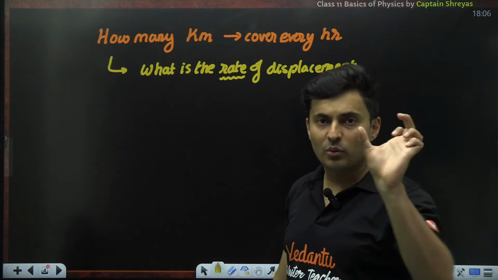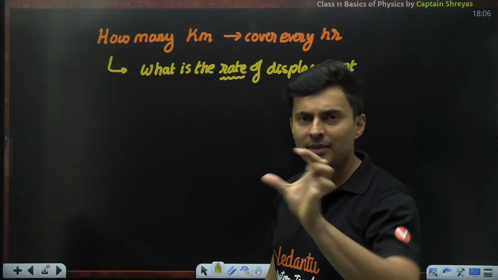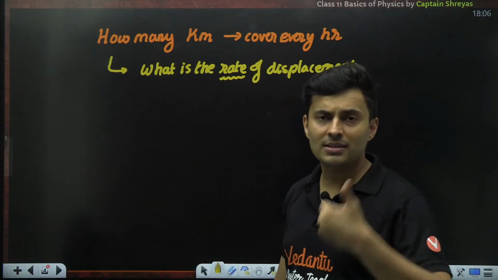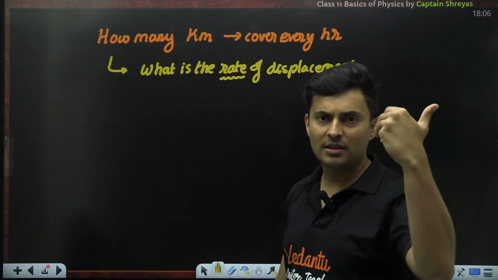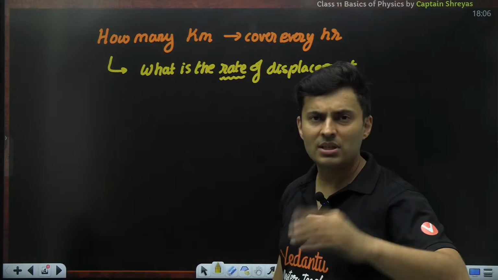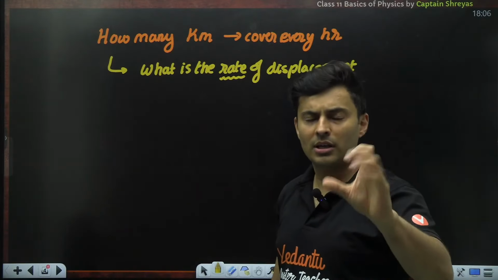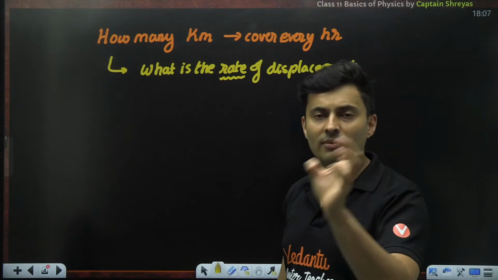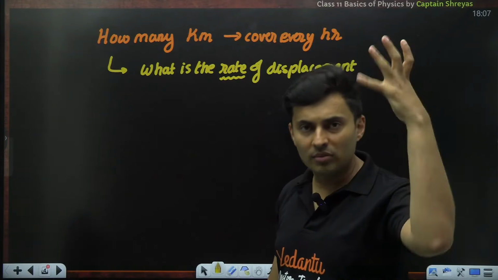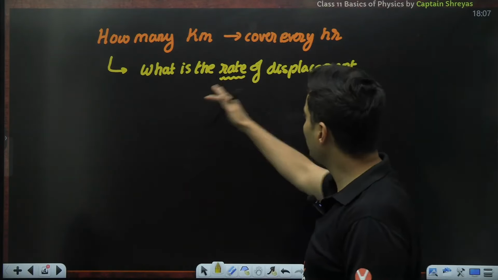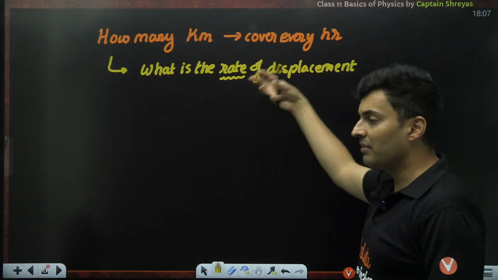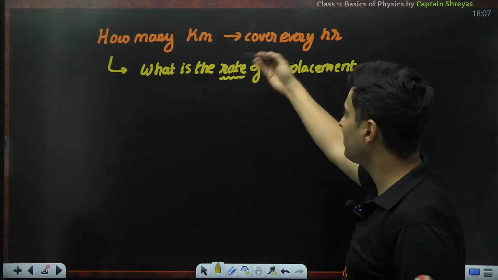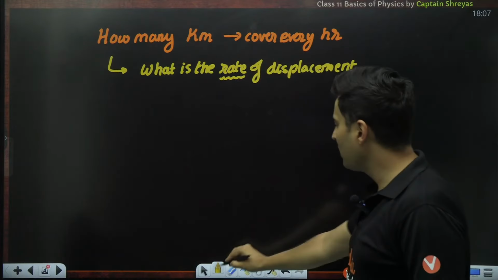So whenever this word rate comes, in physics you will see: what is the rate of doing work, what is the rate of doing this displacement, what is the rate of changing this velocity. Usually this comes in the context of per unit time, or every second, every minute or every hour, how much of that physical quantity you are doing. You will see many physical quantities which have this word rate as a part of it. So the rate of displacement is how many kilometers you are covering per hour.